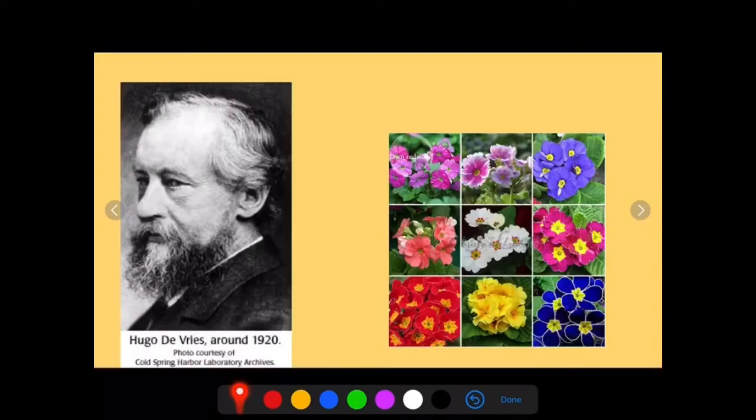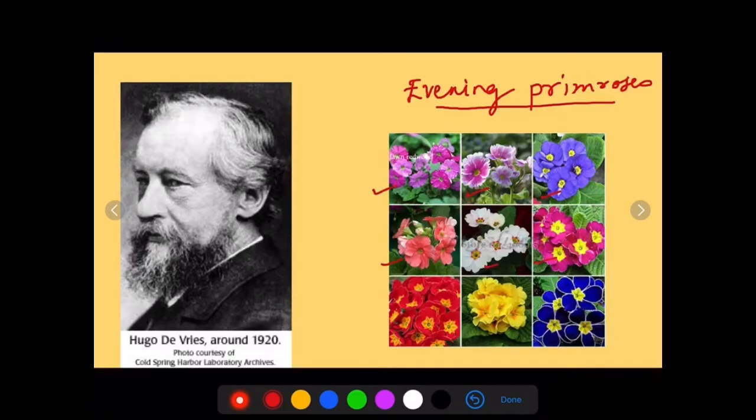Hugo de Vries was a Dutch scientist. He worked on pea, but he worked on one more plant, that was evening primrose. While performing his hybridization experiment on primroses, he found a lot of new varieties of flowers. The varieties were quite numerous, so he came to the conclusion that these changes are due to mutations, and later on he gave the famous theory of evolution by mutation. So Hugo de Vries performed experiments on this plant.